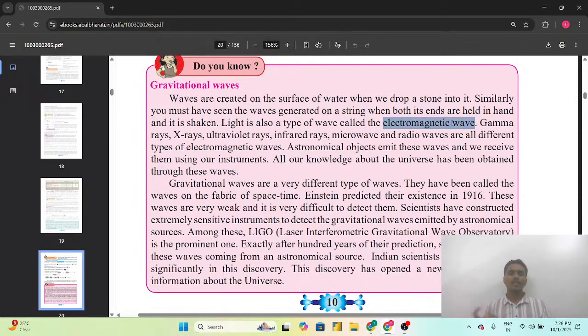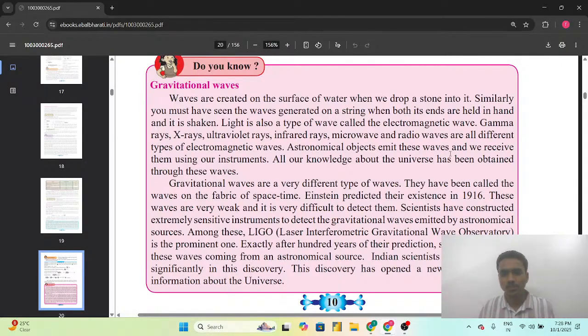Light is the electromagnetic wave which we will see in the next chapter, where we will cover refraction of light and reflection of light and all. So we are going to see what the electromagnetic wave is, and I will discuss that in that chapter. Gamma rays, X-rays, ultraviolet rays, infrared rays, microwaves and radio waves are all different types of electromagnetic waves.